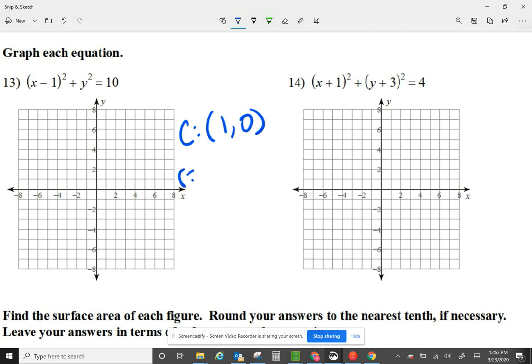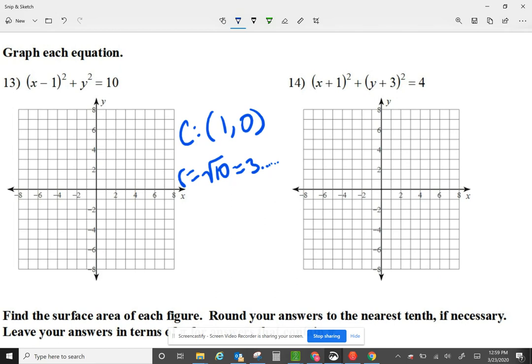My radius, I know 10 is radius squared, so my radius must be the square root of 10. I can type that in. I can grab a calculator and I find out that the square root of 10 is 3 point something. I'm just going to write 3 point something. It's like 3.1 or 3.2, I mean. But I'm just going to call it 3 point something.